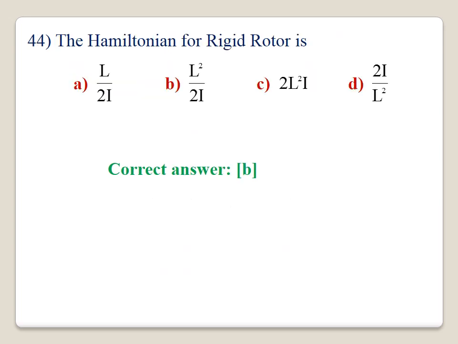44. The Hamiltonian operator for the rigid rotator system, option B is correct. L square by 2I, where I is the moment of inertia and L is the total angular momentum vector. The Hamiltonian operator for a rigid rotator is H equal to L square by 2I. Option B is correct.